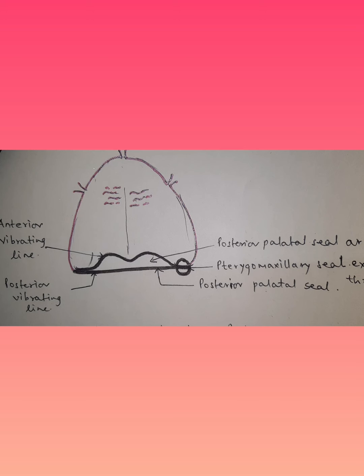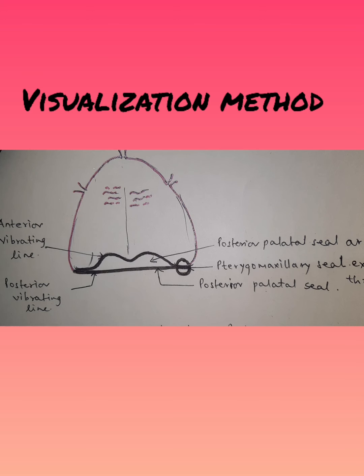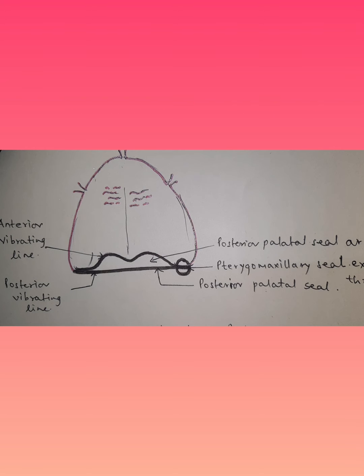Another method is your visualization method. Now in this method you are going to visualize this area and ask the patient to say ah in short vigorous bursts. So you are going to ask the patient to say ha ha ha like this in short vigorous bursts, and that will give you an area where there will be movement which you see, and that is where your anterior vibrating line is.